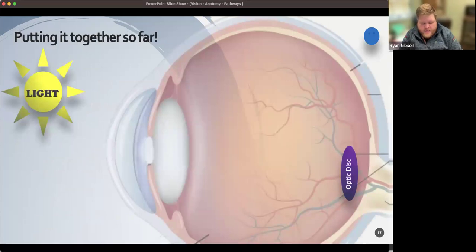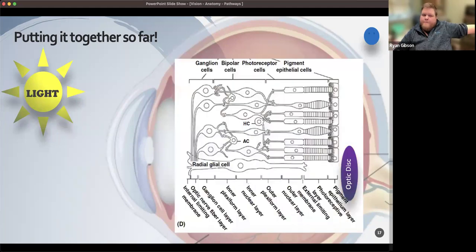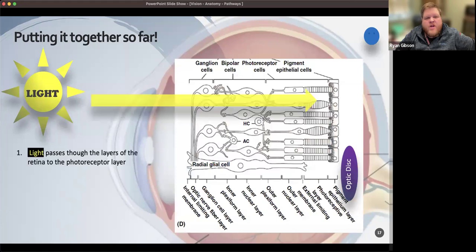Now, I want to take a moment and I want to slow it down, okay? Because that's a lot of information in a very short amount of time. So what is happening so far? Light is coming in, and we're going to take it into our eyes. I'm blowing up the retina. Light's going to come in, go all the way through the eye, and it's going to hit the retina.